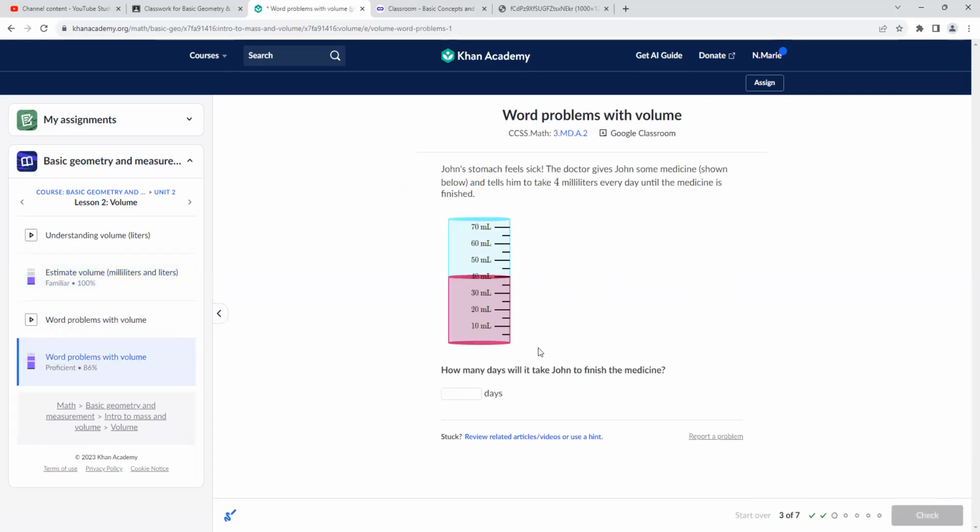How many days will it take for John to finish the medicine? So John feels sick. The doctor said to take 4 milliliters every day until the medicine is finished. So he was given 40. 40 divided by 4 would be 10 days.